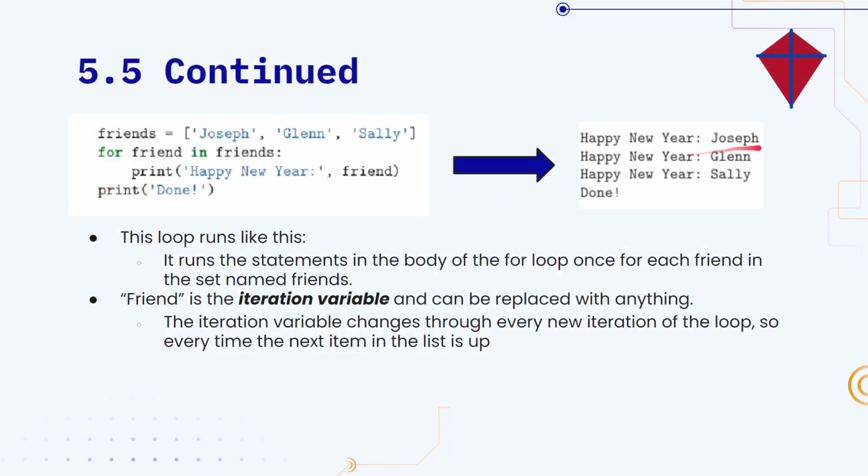Here we can see the same example as we had last time. Note that something else I did not mention yet is that the word friend here is called the iteration variable, and it doesn't necessarily have to correspond in any way to the name of the list. It can be replaced with anything. The iteration variable changes with every new iteration, and is simply a variable to store each item. Let's take a look at another example in the text editor.